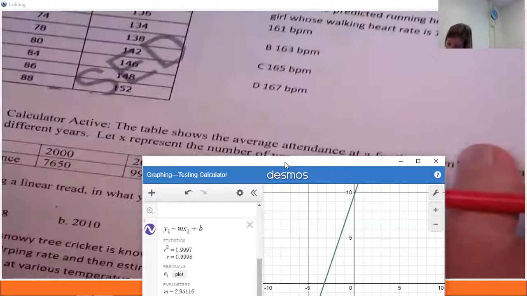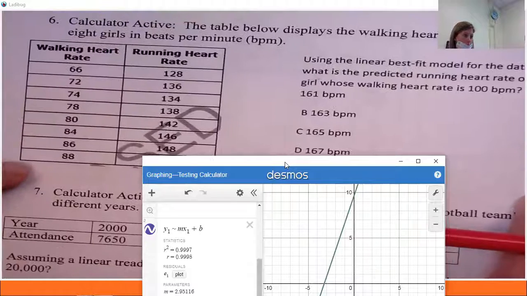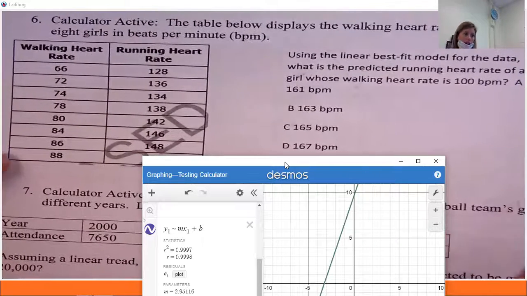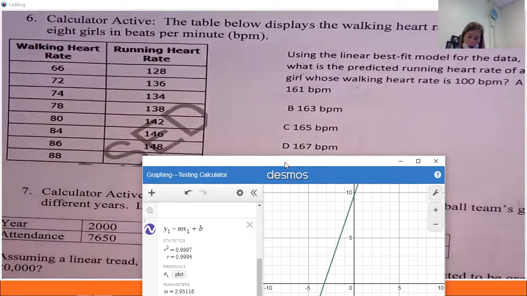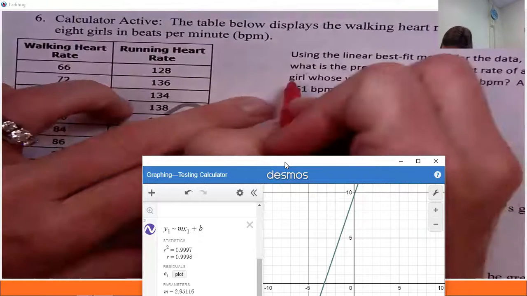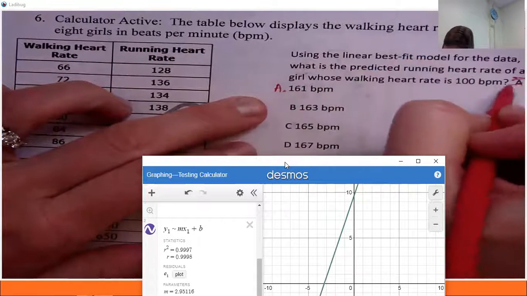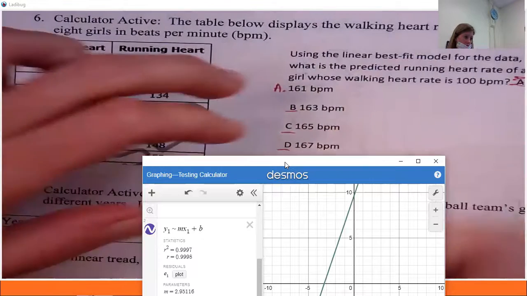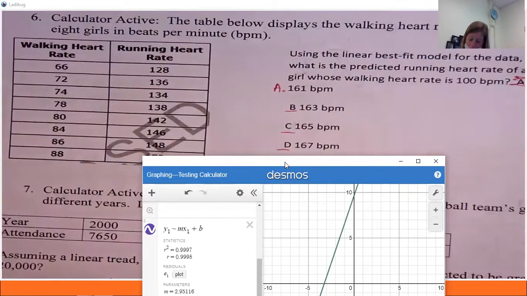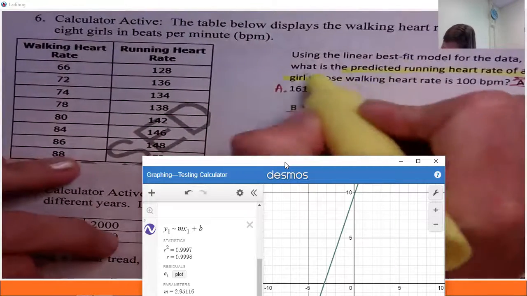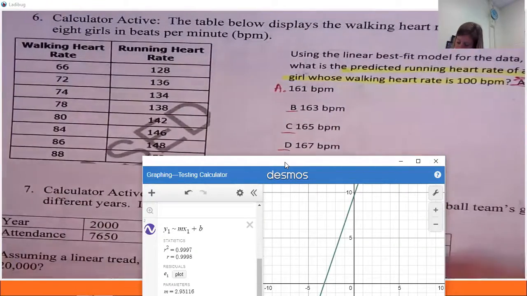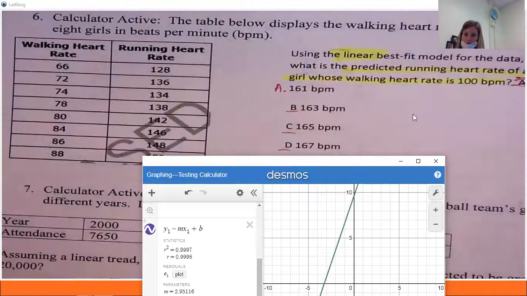Using a linear best fit model for the data, what is the predicted running heart rate of a girl whose walking heart rate is 100 beats per minute? And then it's kind of a typo. This is answer A, answer B, answer C, answer D. Those are your answer choices, okay? And they tell you that it is linear. So we've got to put it in Desmos. Go ahead and do that, please.